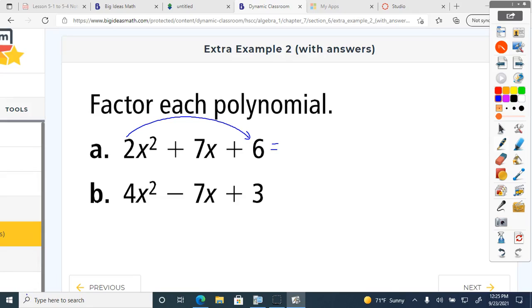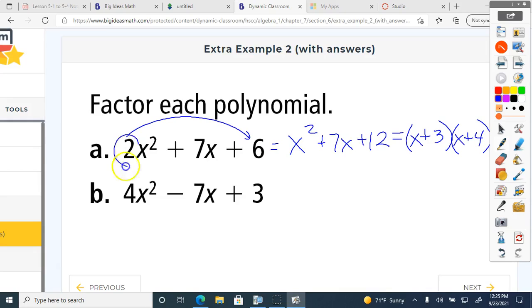It does not, okay? So I'm going to move that over. That'll be x squared plus 7x plus 12. Then you factor like normal. What 2 numbers multiply to be 12 and add up to 7? 3 and 4. We borrowed a 2, so we need to put it back.